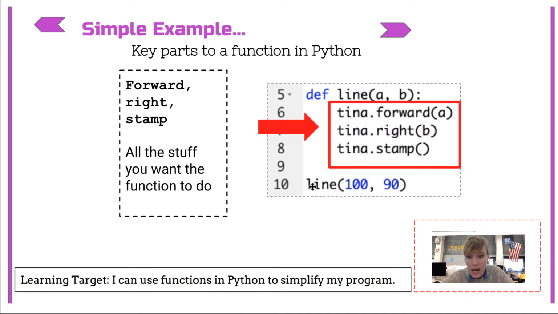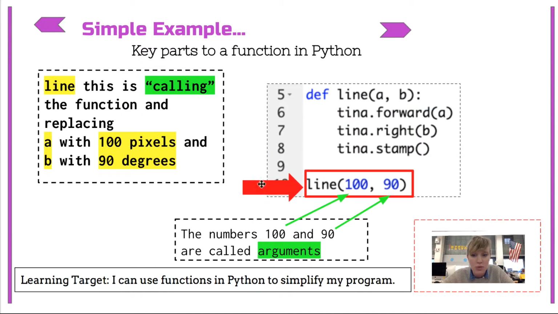That way I can tell. I know that line 10 is not part of the function because it is against the left margin. Okay, so that's all the stuff that you want the function to do. Now, line 10 is really interesting. So the whole purpose of a function is that you have it sitting in your program, but you don't necessarily want it to run immediately.